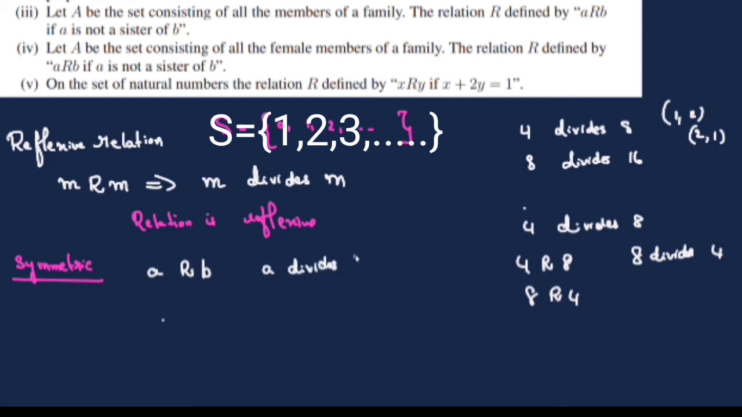A divides B, but B is not related to A because B doesn't divide A. Is this relation symmetric? No. So the relation is not symmetric.